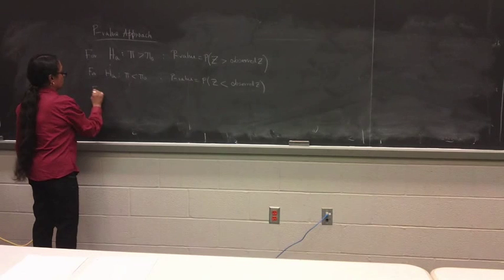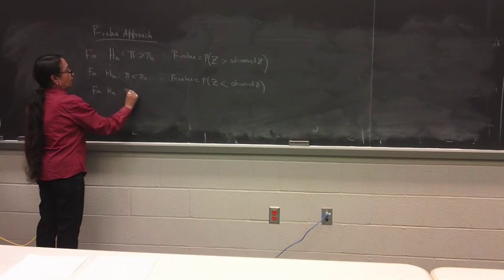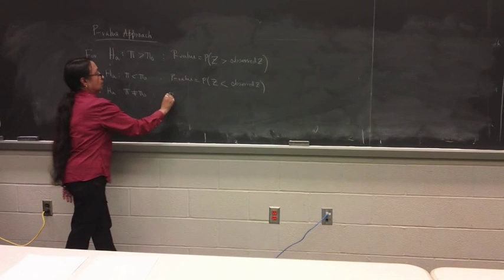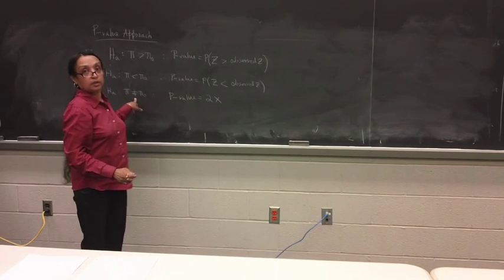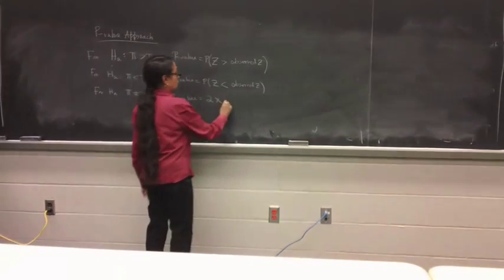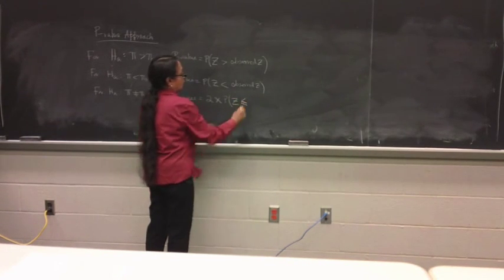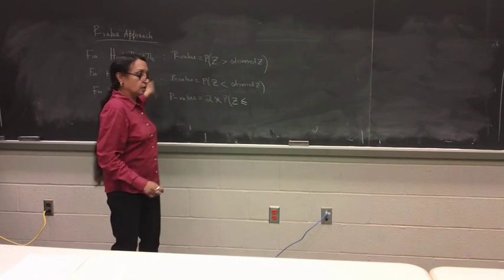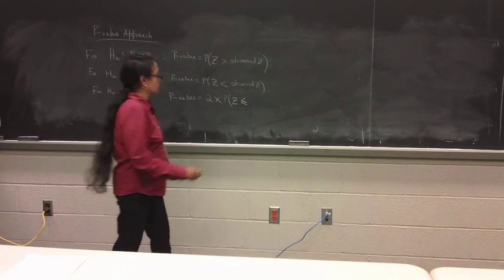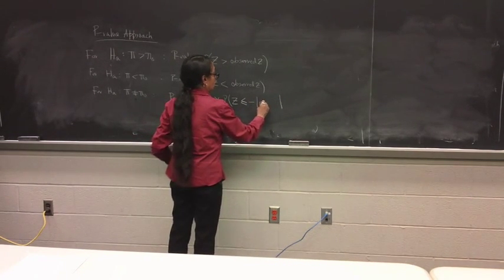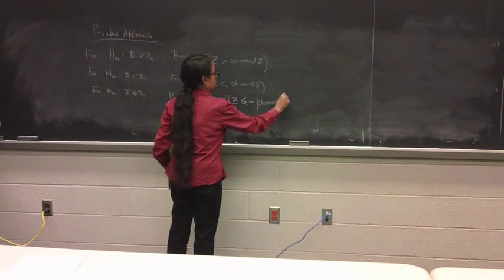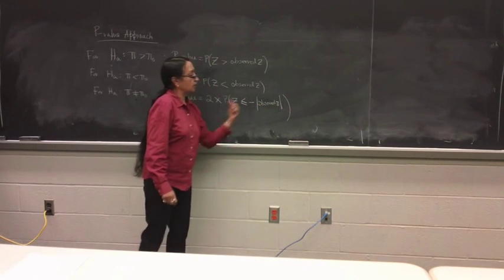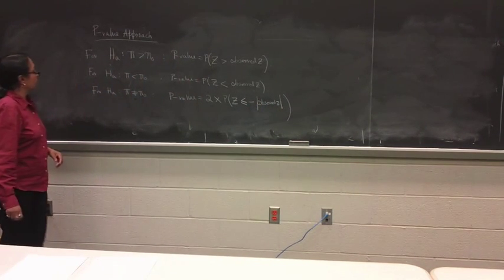And if it is pi not equals to pi naught, then for a two-sided alternative, the p-value is also two-sided. So it is 2 times the probability z less than or equal to, where z is a standard normal, so the left tail is what is tabulated. So it's the negative of the absolute observed z. So this should be positive, then a negative, then 2 times that will give you the p-value.